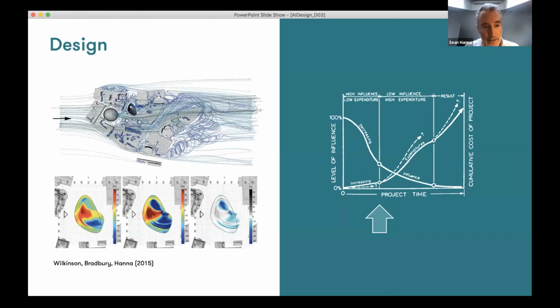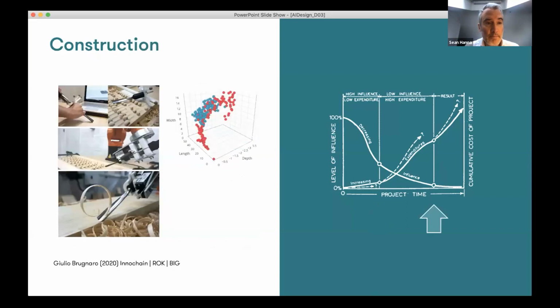So this obviously makes it much easier in the early design phases to do things in more or less real time. On the construction phase, of course, there are a lot of ways that we can use automated techniques in construction. This is a fairly extreme example. Giulio Bernaro's work on training an industrial robot to use a chisel.